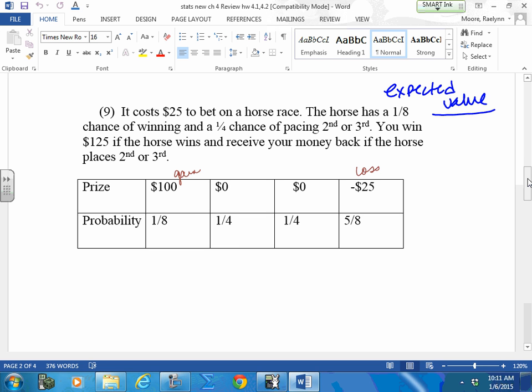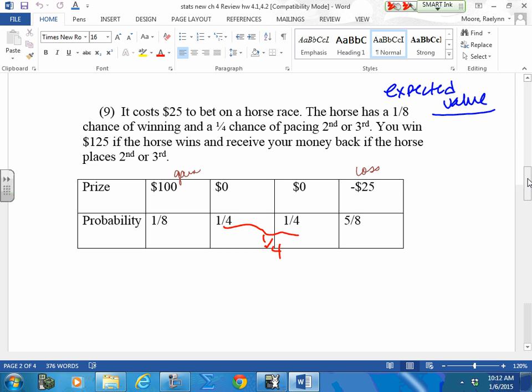And another way to do expected value is to put out a chart. I find the chart easier than even doing anything else. So for instance, it costs $25 to bet on a horse race. Automatically you lay out $25 to place your bet. The horse has a 1/8 chance of winning and a 1/4 chance of placing second or third. Combined, that really is 1/4.